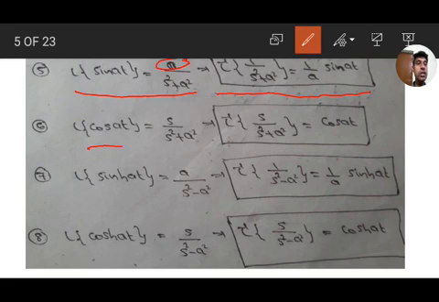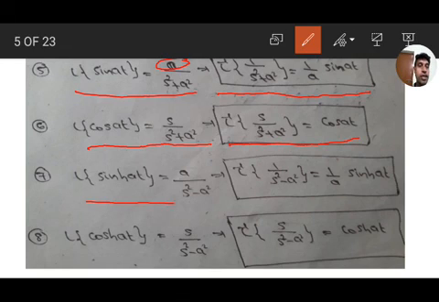Next, L of cos at is s by s square plus a square. So L inverse of s by s square plus a square equals cos at.